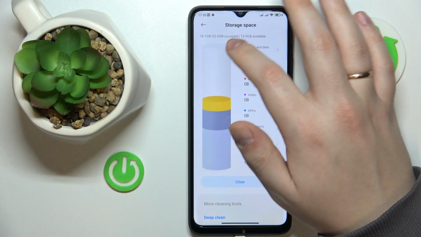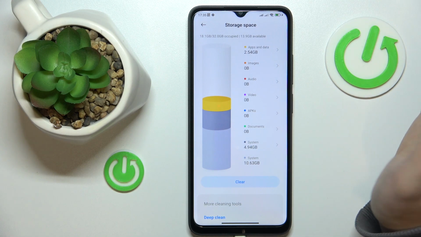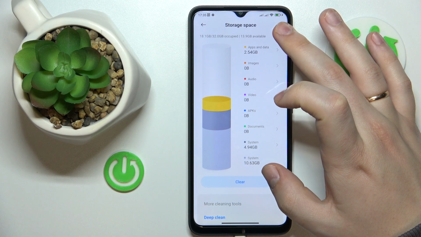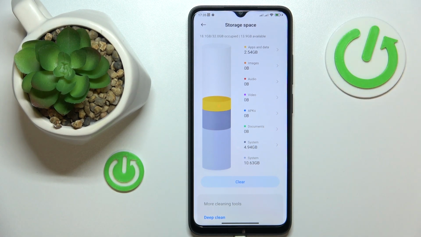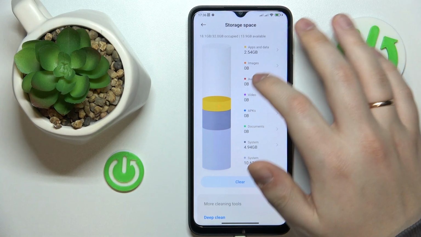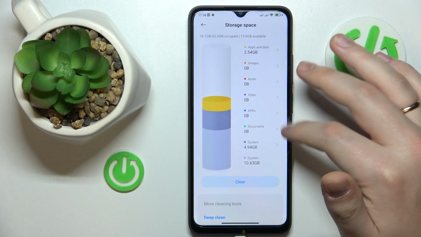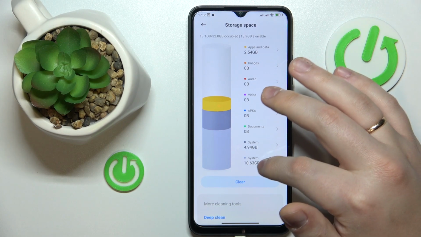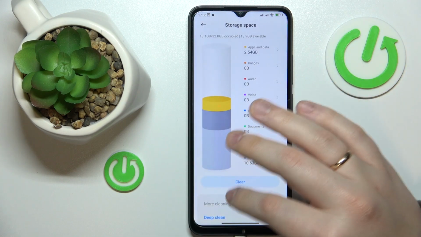occupied, how many gigabytes of storage you have in total, and how much of it is currently free. On top of that, you can also check somewhat detailed statistics on what exactly occupies your storage. In my case, that's 2.5 gigabytes of apps and data, for example, and almost 5 gigabytes of system, or actually 2 systems, I guess. Okay, whatever. So that would be it.